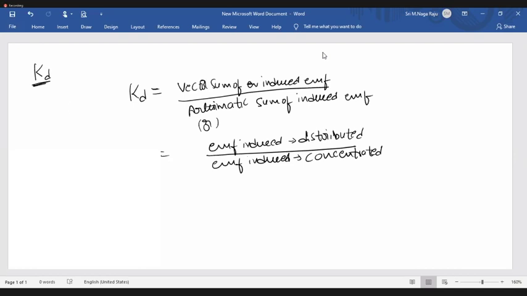Okay. So tell me, when the winding is distributed, the resultant EMF is vector sum or arithmetic sum? Just before we have seen it is a vector sum. Now, when the winding is concentrated, the resultant EMF is the arithmetic sum. The same thing we have written in the first formula. Okay. So we have the formula for Kd and we will derive it. For that, we need to derive the formula for EMF induced when the winding is distributed and the EMF induced when the winding is concentrated. Okay.